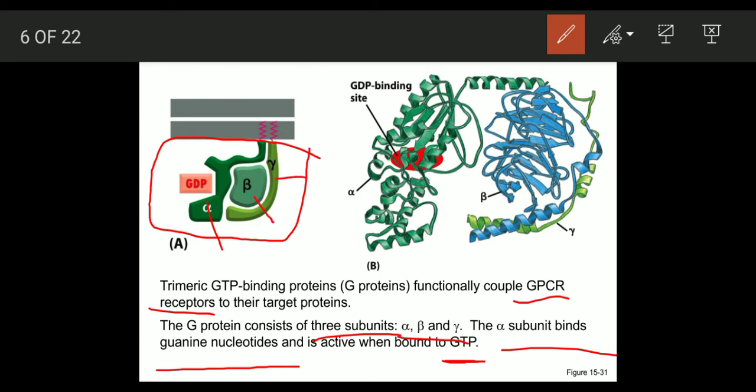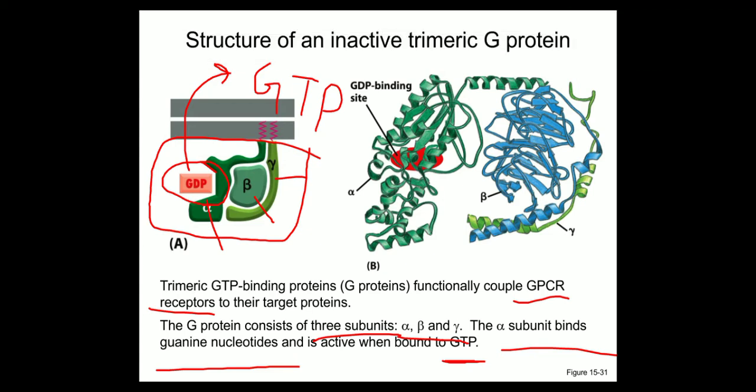In the alpha subunit the GDP is bound, and when this GDP is replaced by GTP, the alpha subunit gets activated, and then further downstream processes take place. This is the idea of the 3 subunits of G protein. This was a very important concept here, guys. So now let's move on.